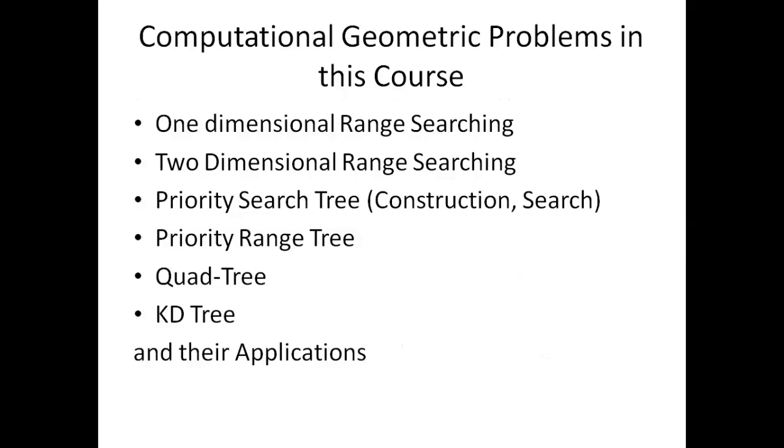So these are the computational geometric problems that we are going to learn in this course: one dimensional range searching, two dimensional range searching. Then we have the k dimensional tree, that is the KD tree, which is quite an important topic. Then we have another important thing, that is the priority search tree. And basically we'll be seeing the common applications of all these types of computational geometric problems.